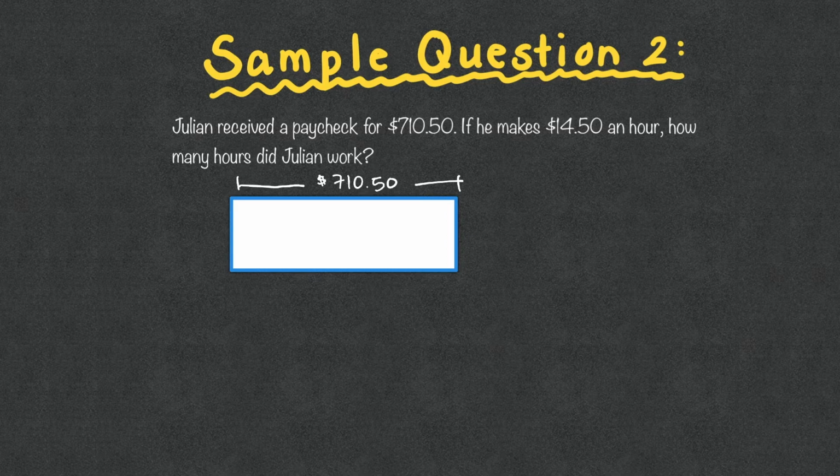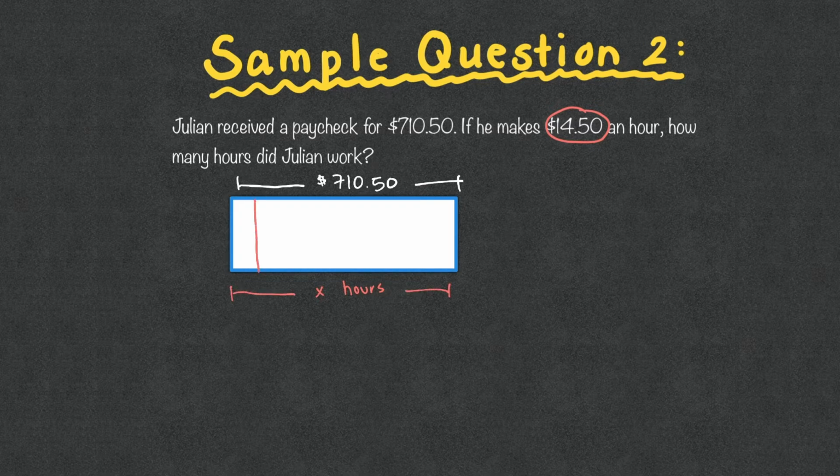Now, if I look, I know that he makes $14.50 an hour. So he's worked a certain number of hours. So we can say X hours. That's what we're looking for because the money goes with how many hours he worked.